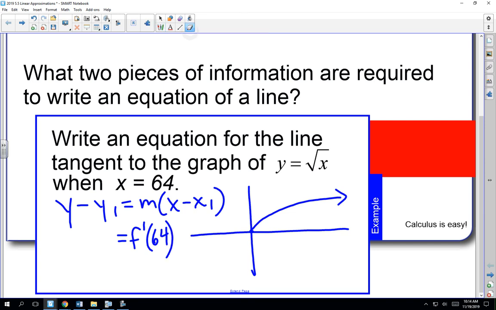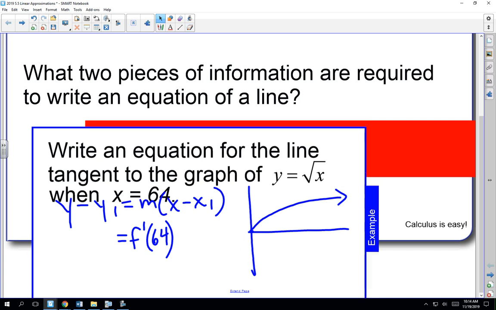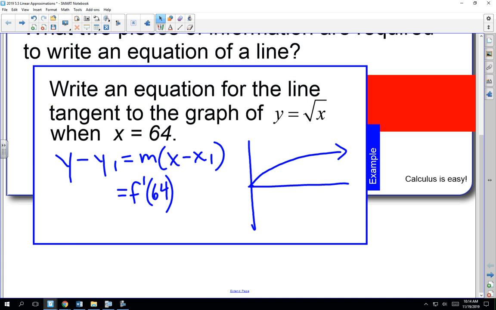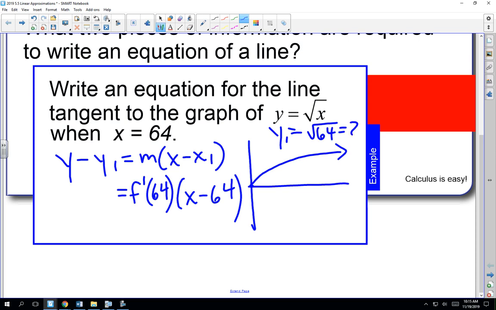And what is x1? I liked his notes better, so I'm using this formatting. But yeah, so we've got x minus 64, and then I need y1, so I got to find y1. How do we find y1? Plug it in. So where do we plug it in right here, right? y1 equals square root of 64, which is 8. We just found the linearization.